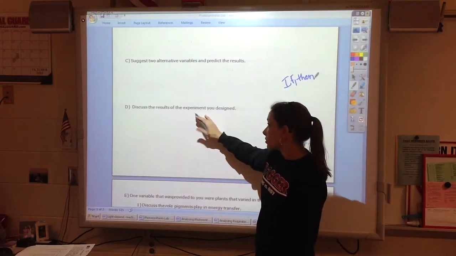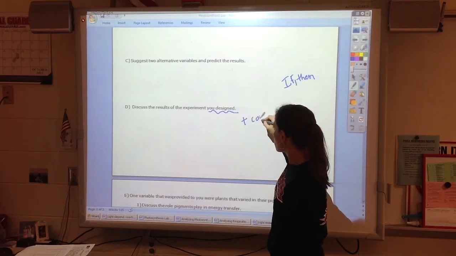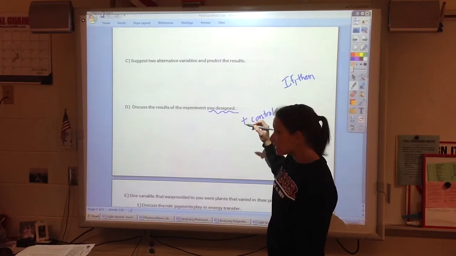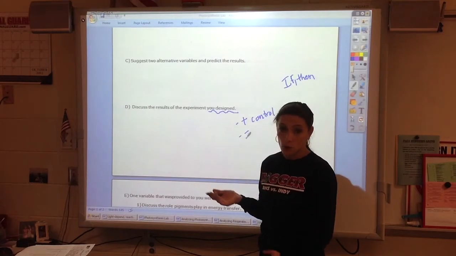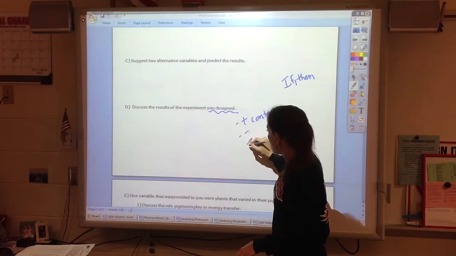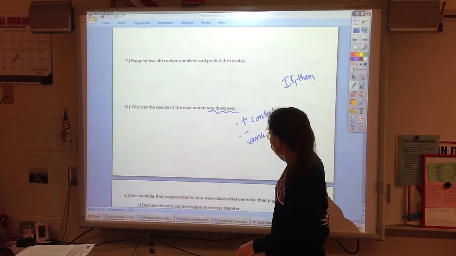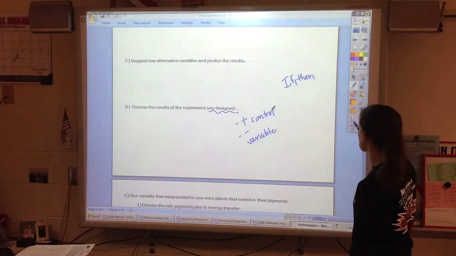D, discuss the results of the experiment you designed, so talk about the positive control, what we expected to happen with the carbon dioxide. The negative control, the one where there was no baking soda, no carbon source, and then your variable. So you should be able to discuss the results of at least 3 different components.